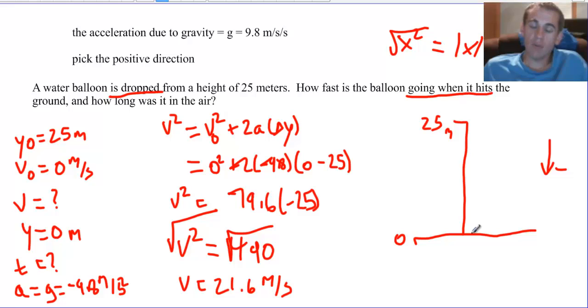Which way was this thing moving when it hit the ground? Well, it was moving down. So this velocity is actually the negative one, right? We could pick plus or minus, and we need to pick negative because it is moving down. So there's my velocity. That's how fast it's going when it hits the ground.